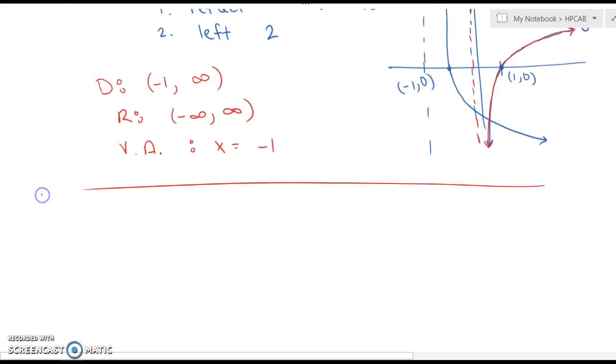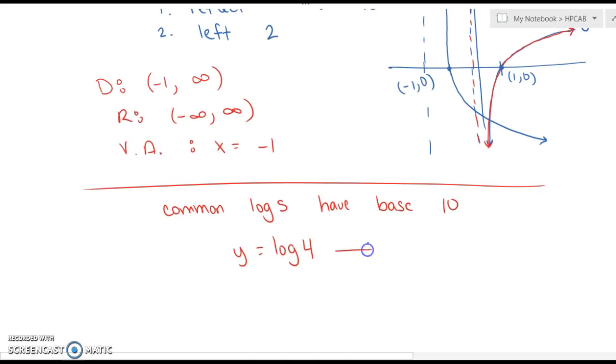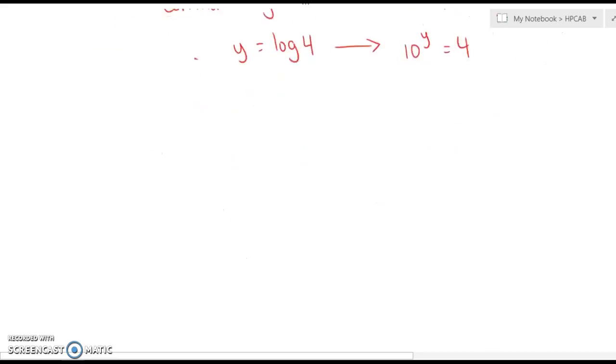Let's see. Something that I mentioned last week, common logs. All right, the ones like on your calculator, they have a base of 10. So if you have something like y equals log of 4, that's going to be, in exponent form, 10 to the y equals 4. All right, just like natural logs, we don't write the base out. It's just assumed that it has a base of 10. Okay, example 2 is one more graph, and then we'll get into just some solving.